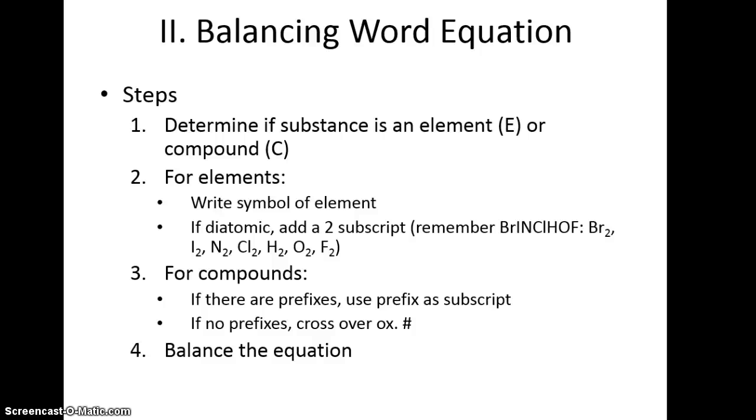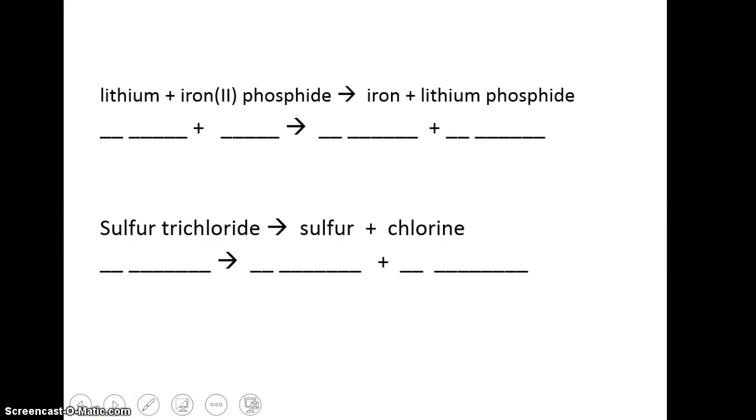For compounds, if you have a prefix, you use the prefix as a subscript. And if there are no prefixes, you're going to have to cross over the oxidation numbers. After you have them written correctly, you want to balance the equation. If you're not able to balance the equation, that means you've written something wrong. So we're going to practice both of these. You should try to do this by yourself first. You can try the first one, then pause and do the second one by yourself.